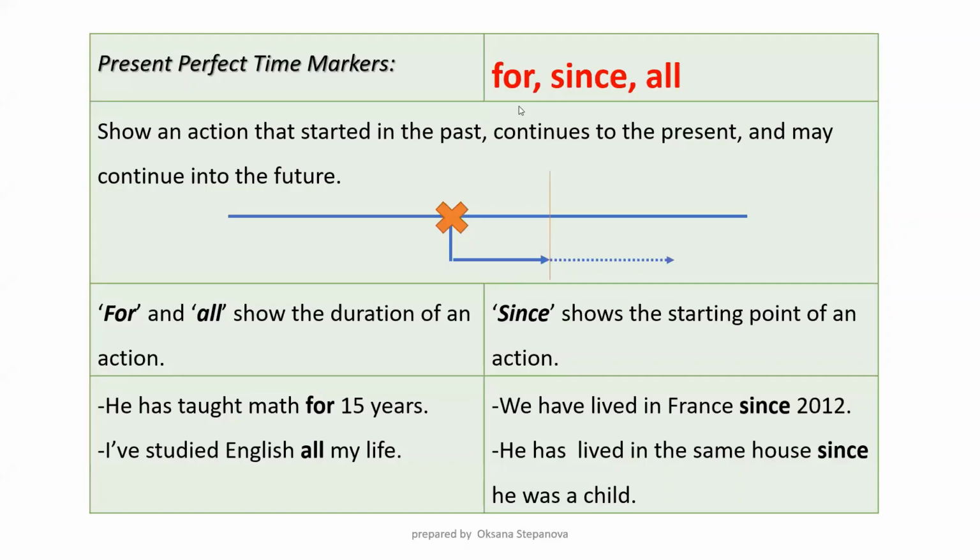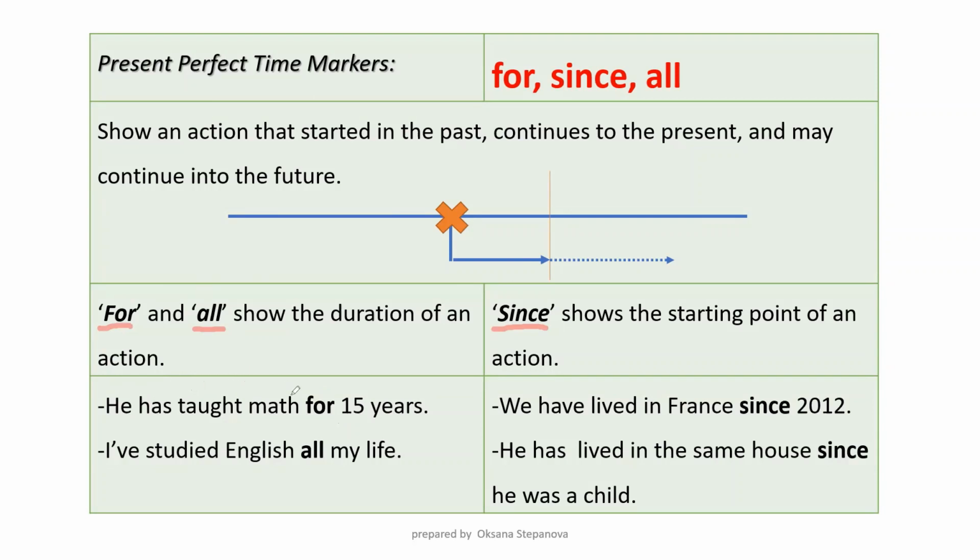All right, guys, so the time markers for, all, and since are super popular to show the present perfect tense. So with since and for, you never use any other tense. Just remember this is perfect aspect of tense. All right. So for or all show the duration of an action.